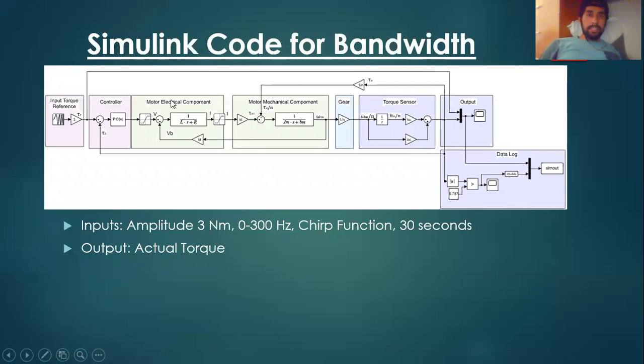And this is the Simulink code for the bandwidth. For the input, I used an amplitude of 3 Newton meters at a frequency ranging from 0 to 300 hertz for a simulation time of 30 seconds.